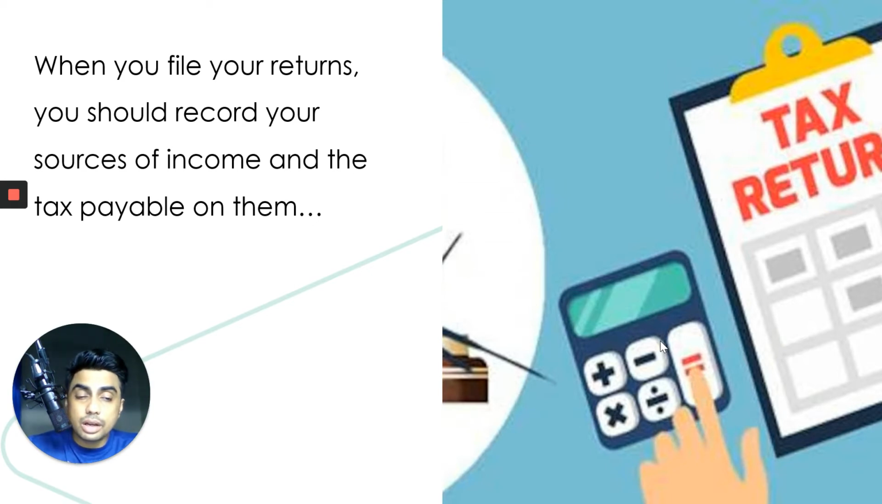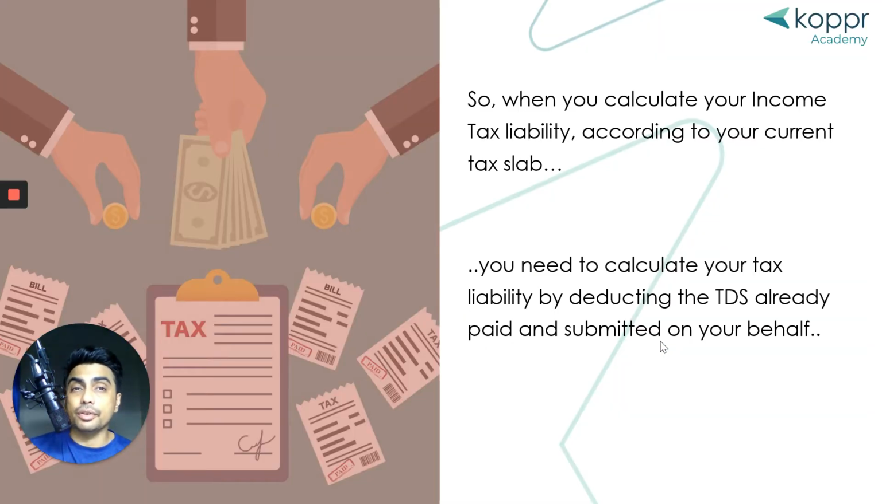When you file your returns, you should list all the sources of your income. Let's say you have multiple sources of income, like I have four different sources of income. So you should list all your sources, whether it's a job, whether you're teaching somewhere, whether you're consulting, whatever you are doing. List down all the sources of income and the tax that is applicable for each source.